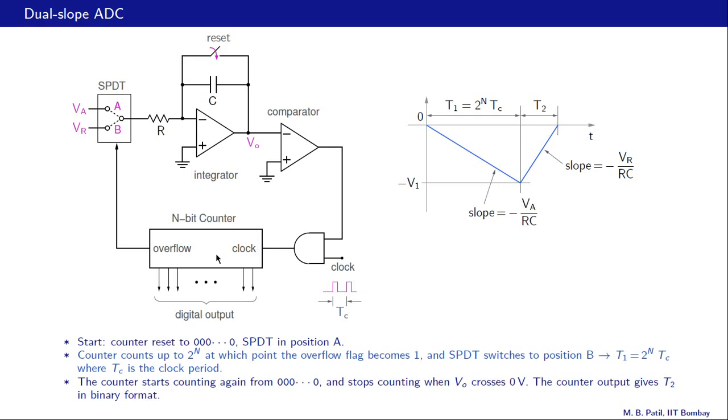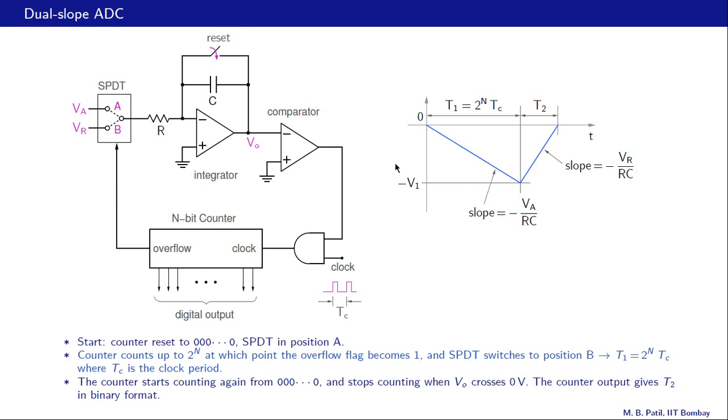It should be clear that the dual slope ADC is a slow ADC. Its conversion time is T1 plus T2, and in the worst case T2 can be nearly equal to T1. So that gives a total conversion time of 2 times T1, or 2 raised to n plus 1 times Tc, where Tc is the clock period.